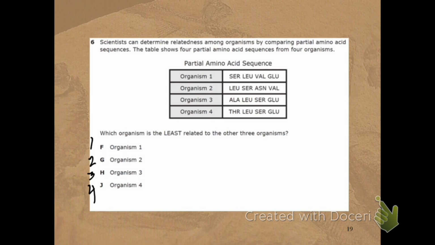Ryan, what do you think? What is it? It's 2, right? I told y'all. So you've got to look at the sequences and find which one has the least in common with the others.